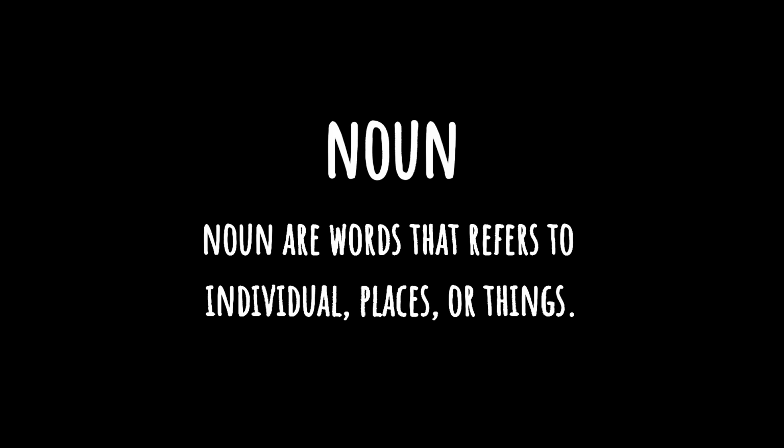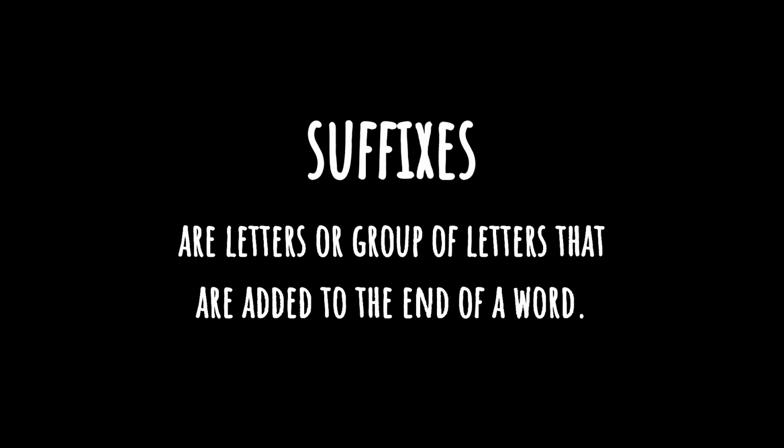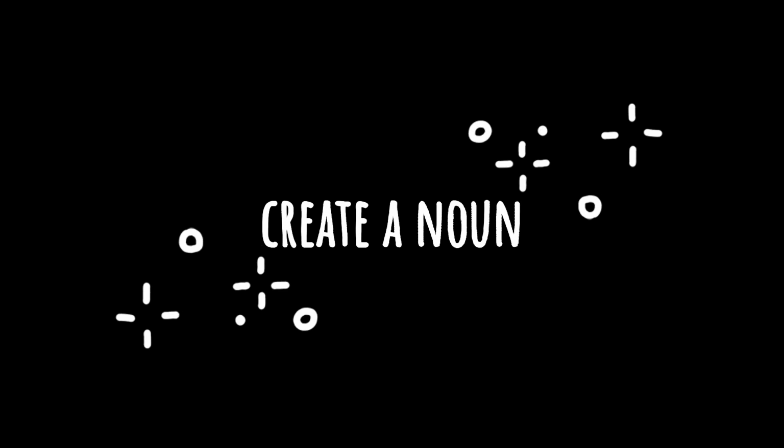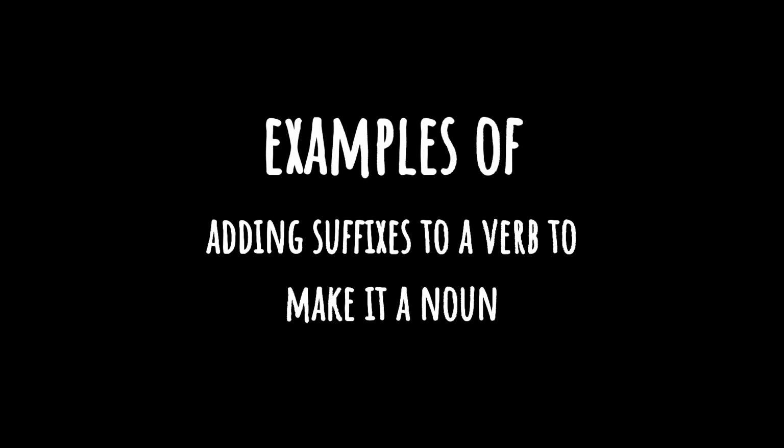The first type of suffix is known as a noun suffix. But first, what exactly is a noun? Nouns are words that refer to individuals, places, or things. Suffixes are letters or groups of letters that are added to the end of a word. In other words, suffixes are used to create new words. We can create a noun by adding a suffix to a verb. For example, adding "ion" to the verb act results in the noun action. So here are some examples of adding suffixes to a verb to make it a noun.